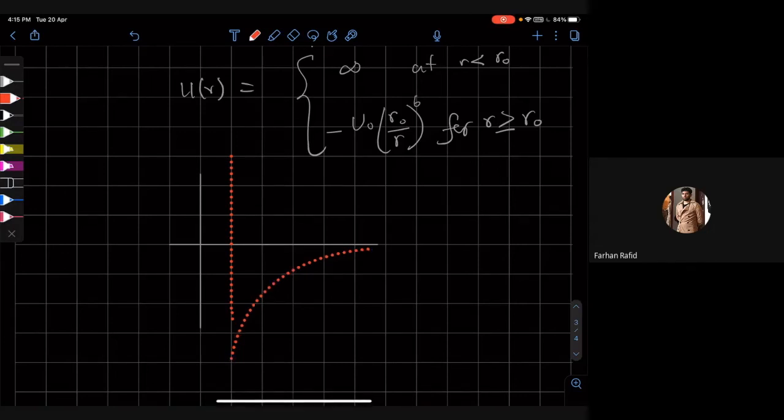So this is the distance. So this is U of R. R is the radial distance from the core of the atom. So if your atom is like this, then this distance is R. And R naught is this distance. R naught is essentially where the equilibrium point is. Okay?